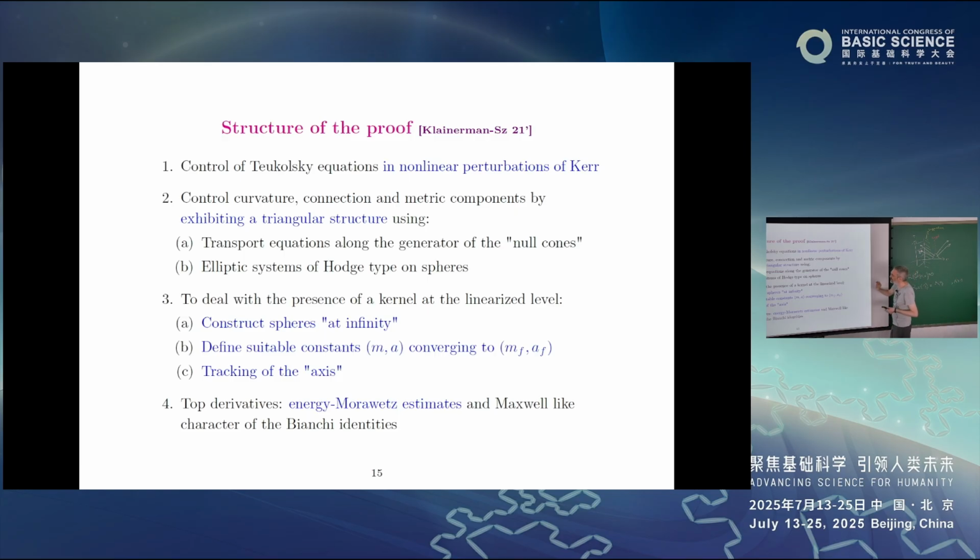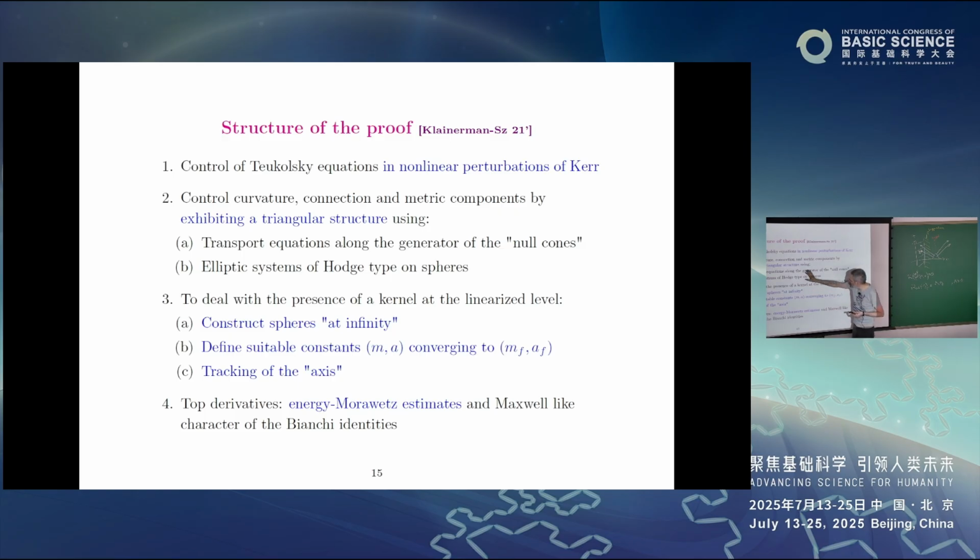And of course, you cannot do this second step in general because at the linear level, we know that there is a kernel. So you want to deal with this kernel, which is the modulation procedure, and it turns out that there is a nice separation. The kernel due to general covariance you will find in the transport equations, while the kernel due to the mass and angular momentum has to do with the kernel of the elliptic systems.